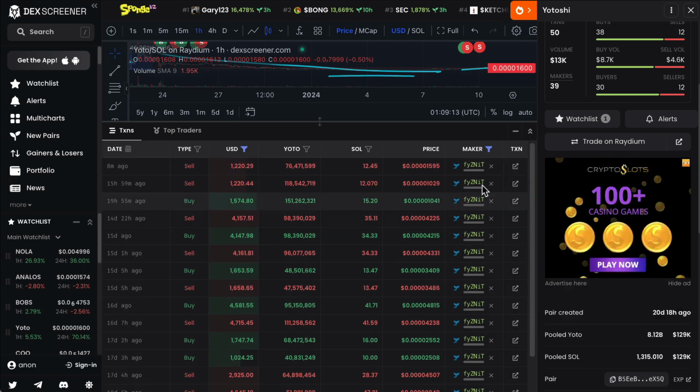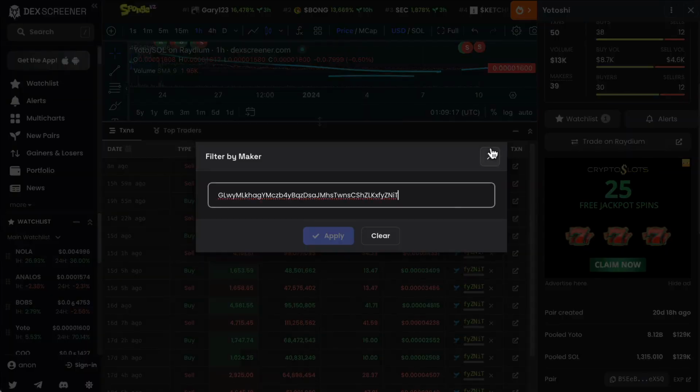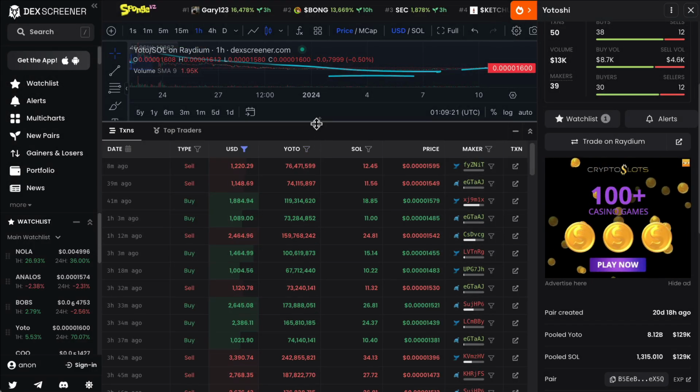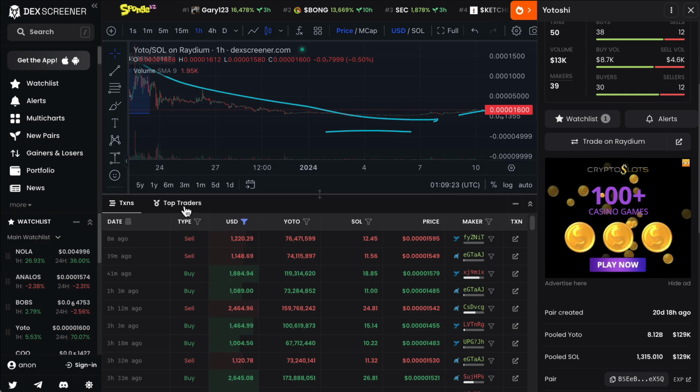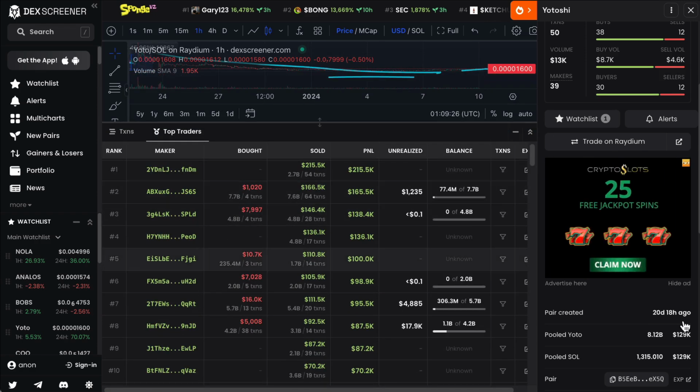So that's kind of the wallets there, which is really cool. And then to take that filter off, you just click on it again and click clear. And it's gone, and we're back to the normal transactions you see all the time. If you click on top traders here, again, really cool, you'll see who's made the most profit.